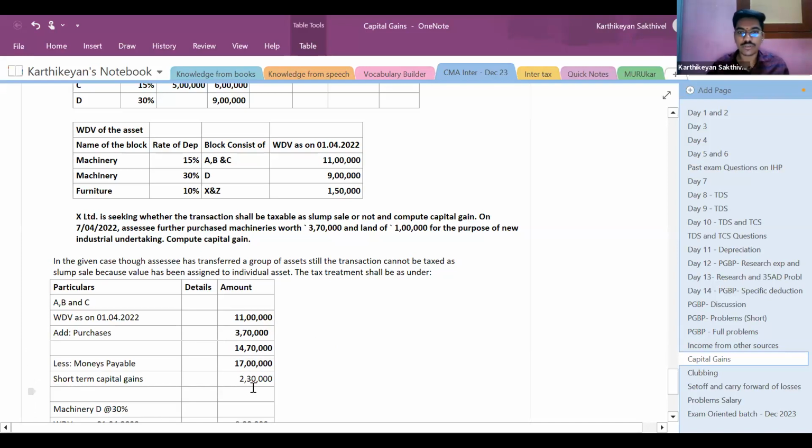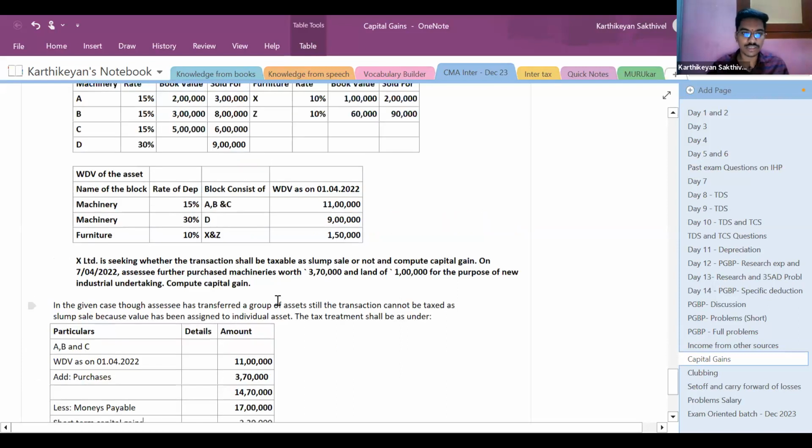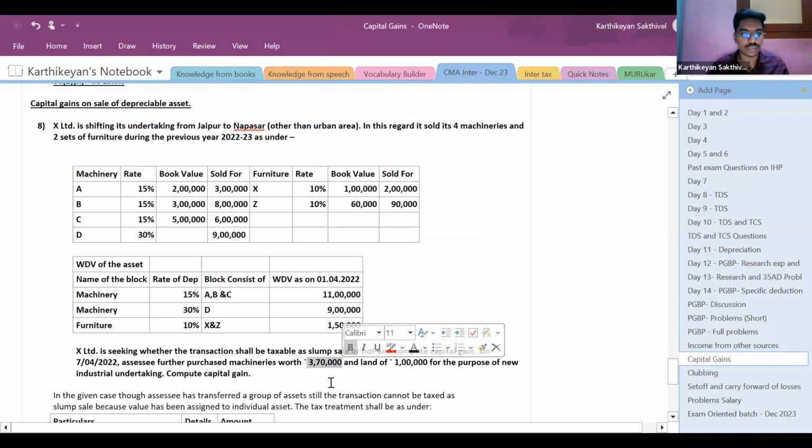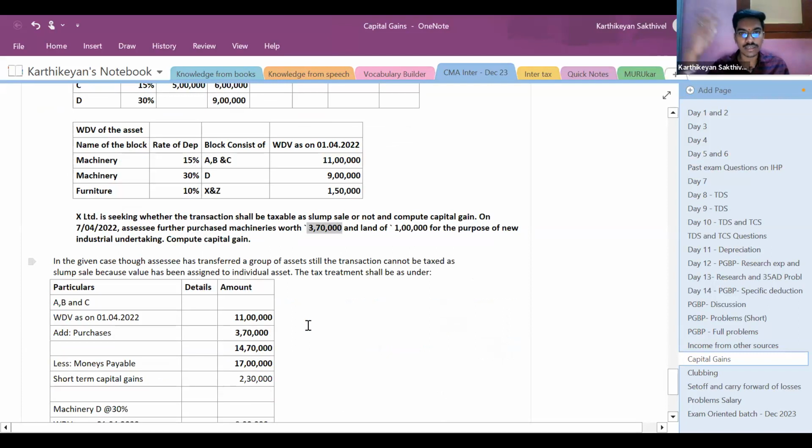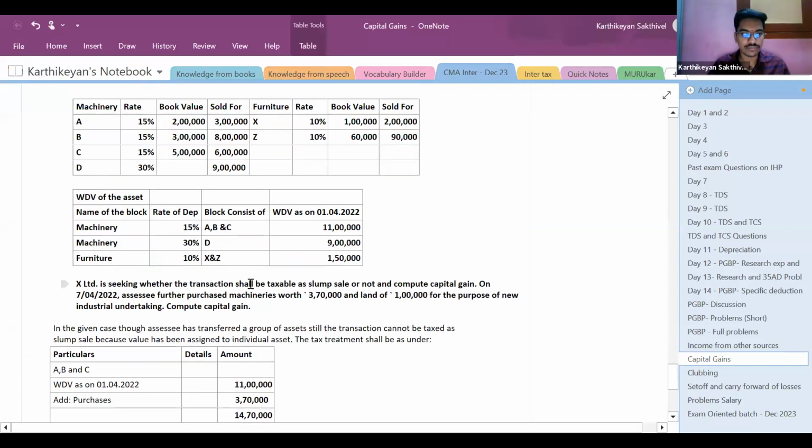So in the case when it is going to here, the block does not cease to exist because the new machinery is not yet sold. Okay, wow. So a block does not cease to exist, but WDV plus purchases is less than the full value of consideration, which is 17 lakhs. 2,30,000 is going to be my short-term capital gains. Okay, wow. Next is machinery D.